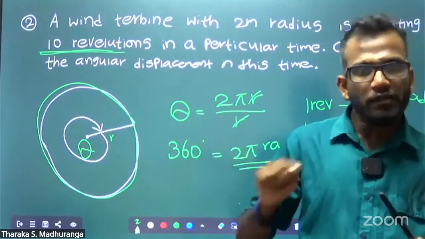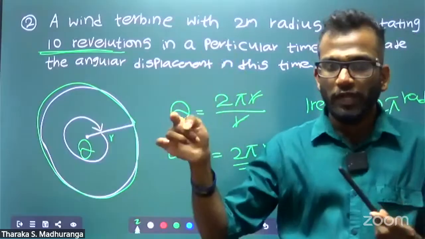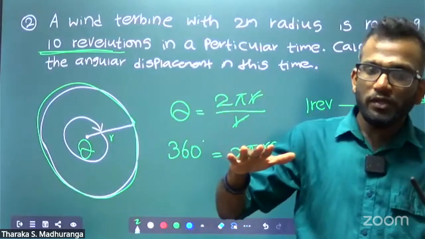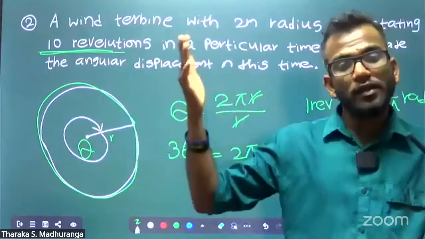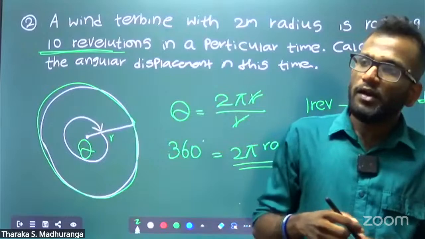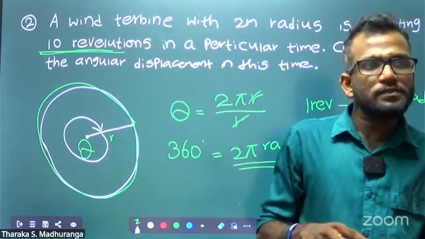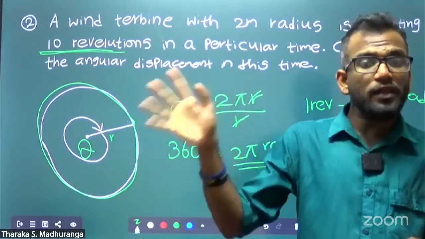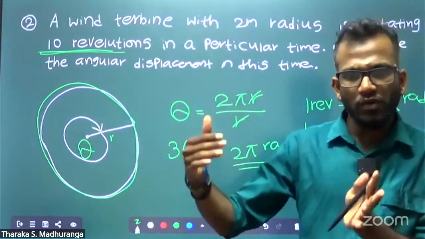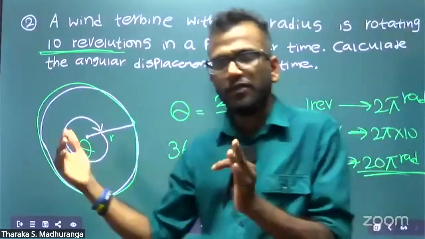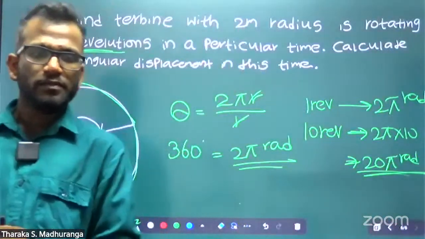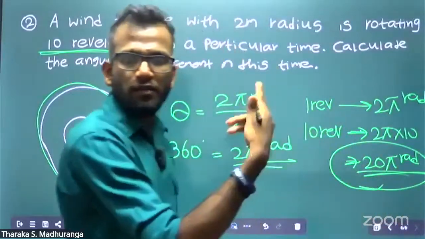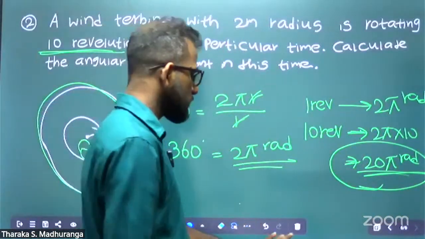If you got 10 revolutions, it is 20 pi radians. If you got 40 revolutions, it is 80 pi radians. If you got 2 revolutions, it is 4 pi radians. Always multiply the number of revolutions by 2 pi, then you get the angular displacement within those revolutions. Understood? Yes. Okay.